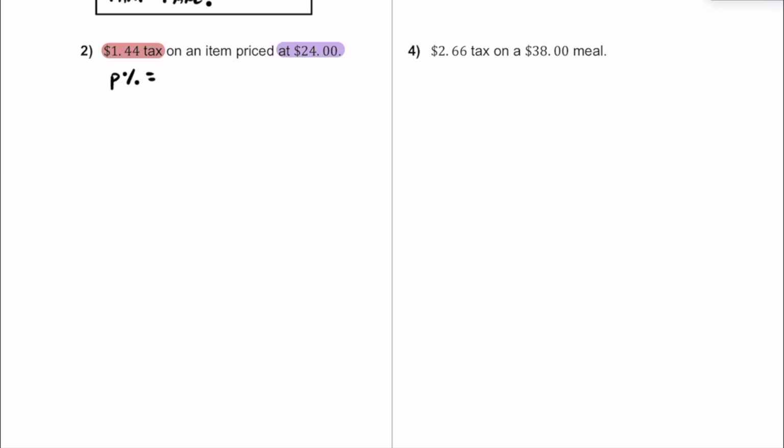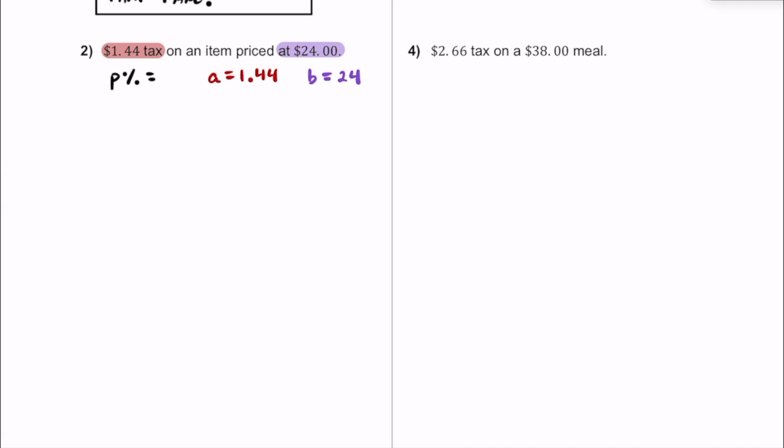So we're looking for this P percent, right? We don't know what that's going to be, but we do know the part here. The part is going to be the tax. Tax is generally a part of the price of the total. So A is going to be 1 and 44 hundredths, or $1.44. And then this entire item we're looking at is going to be $24, or just 24 here.